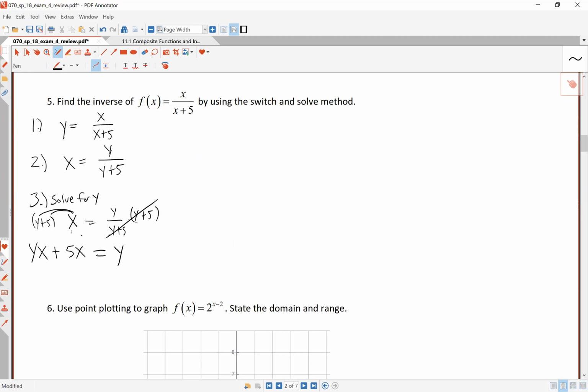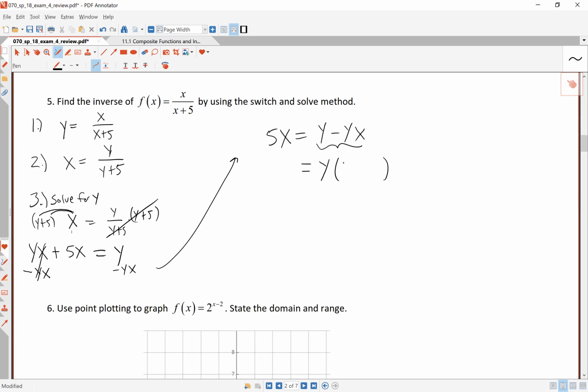Now we want to solve for y. Whenever we solve for a specific variable, we get all of those terms with that variable on one side and all the terms that don't have it on the other side. So I'm going to subtract yx from both sides to get all the y's on one side, and all the terms that don't have a y on the other side. Now we have to combine y here. We have to get y by itself. And the way to achieve that is by factoring out a y from both terms.